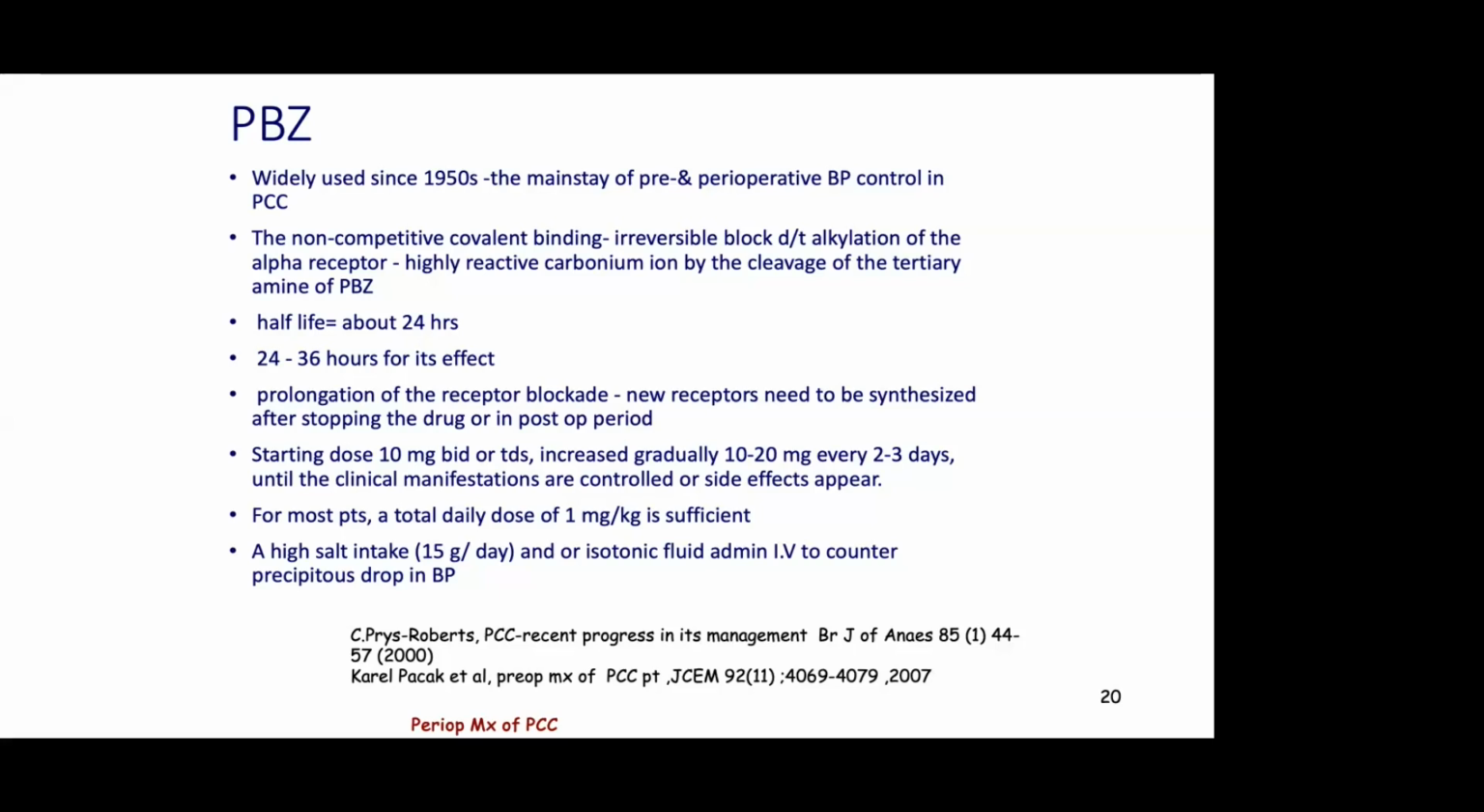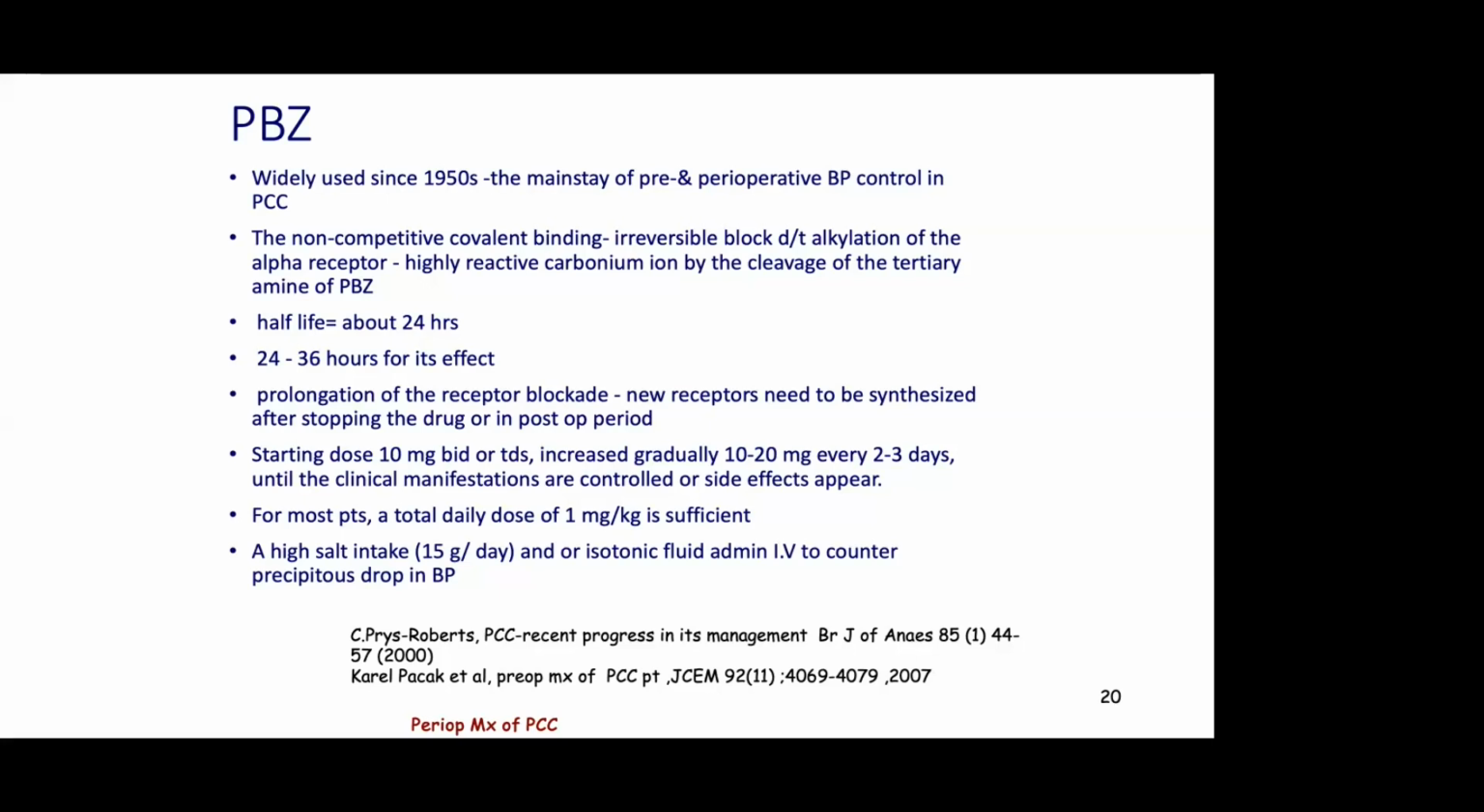this drug. The starting dose is about 10 milligrams BD or thrice a day, increased up to 1 milligram per kg. That means an average 60 kilo adult will need about 60 milligrams, that is 20 milligrams thrice a day, or that is how it is used. 40 milligrams twice I think is not used. So around 20 to 60 milligrams is what one can use.